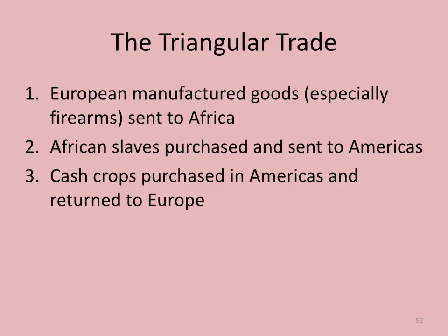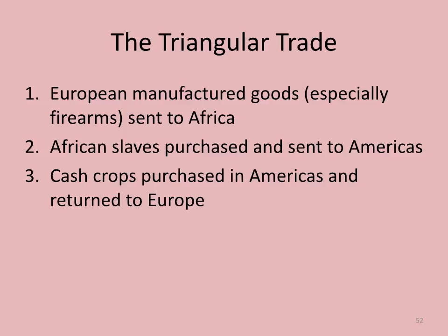Now, the triangular trade is going to be based in the Atlantic slave trade. European manufactured goods, especially firearms, are sent to Africa. Rum and guns are going to leave from Europe and head to Africa. They're going to sell the rum and the guns to the Africans in exchange for slaves. Now, the slaves would then board the ships and go across the Middle Passage. Now, the Middle Passage is the ocean crossing from Africa to the New World.